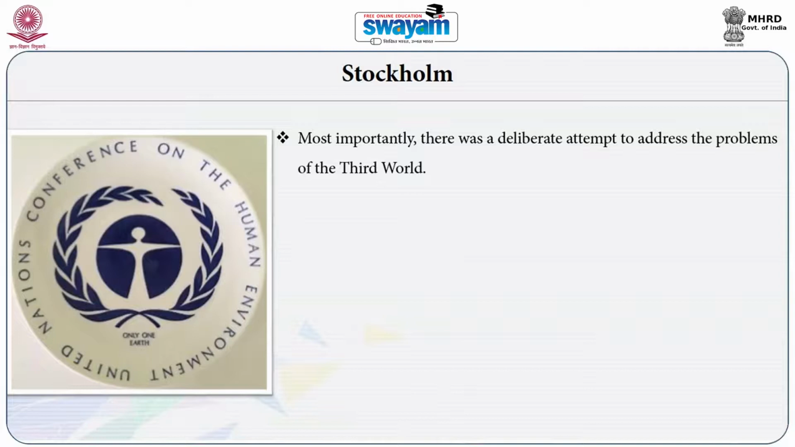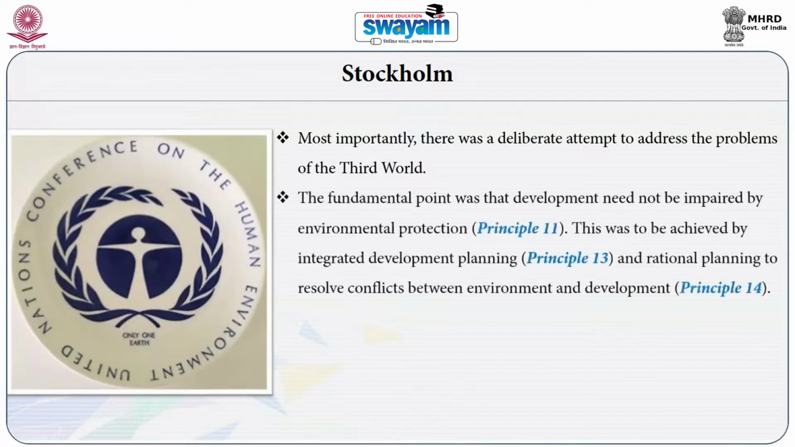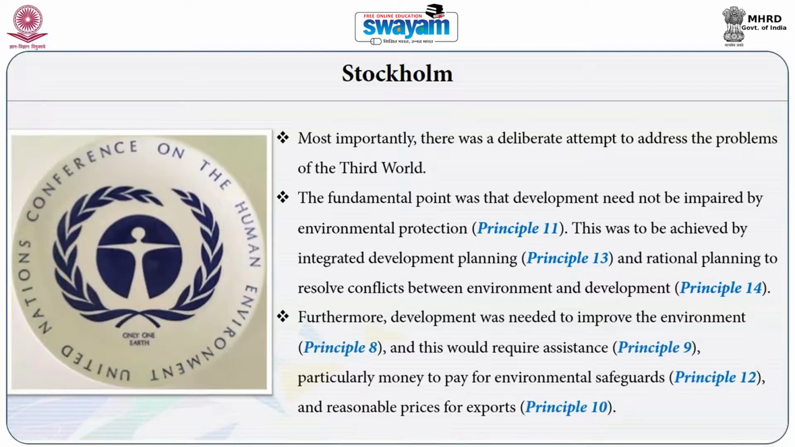So in order to allay their concerns, certain principles were brought in, and they were very interesting principles. One of the fundamental points is that development need not be impaired by environmental protection, Principle 11, saying that we can develop and have concerns for environment. This was achieved by integrated development planning, Principle 13, and the rational planning to resolve conflicts between environment and development, Principle 14. Now, they don't tell us how we're going to do it, but they say we have to do it. Furthermore, development was needed to improve the environment, Principle 8. This would require assistance, financial assistance, Principle 9. Money in order to safeguard environment, Principle 12. A reasonable price for exports, Principle 10. So all of this talks of development as well as environment and financing environmental protection.